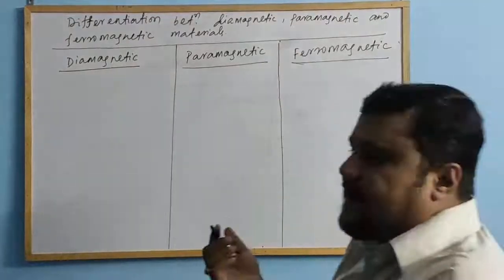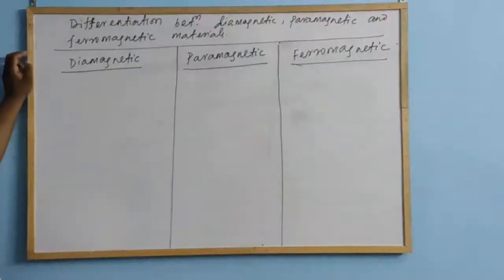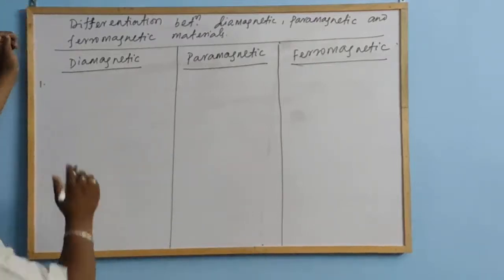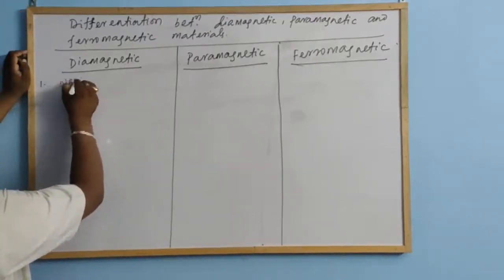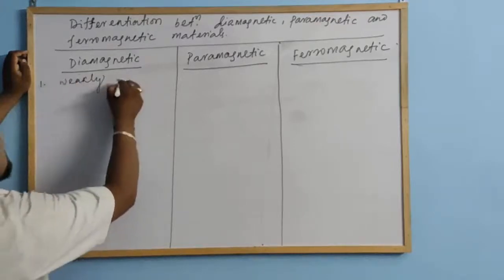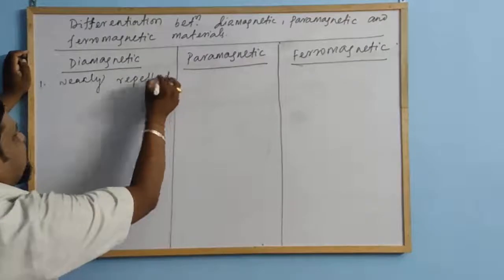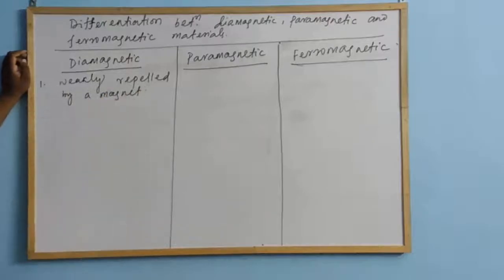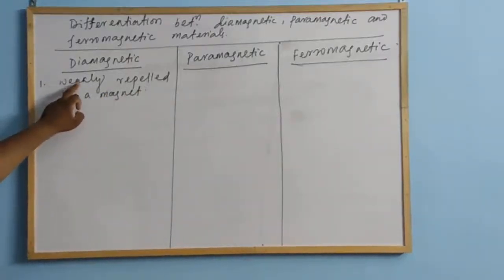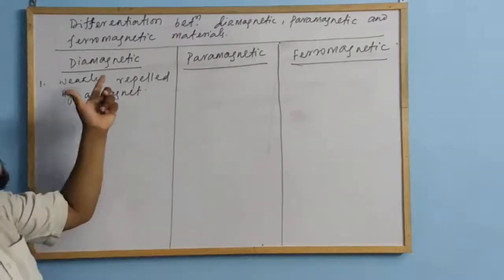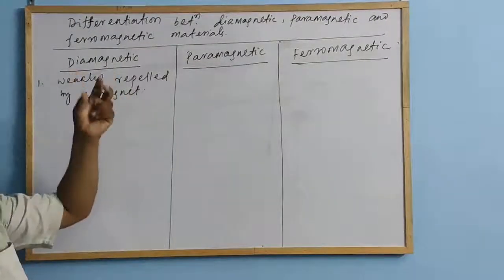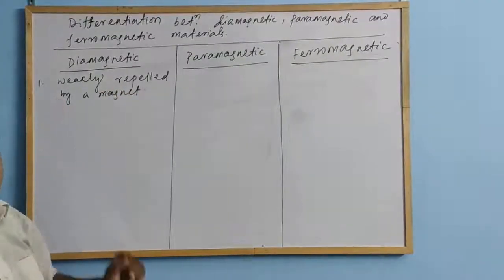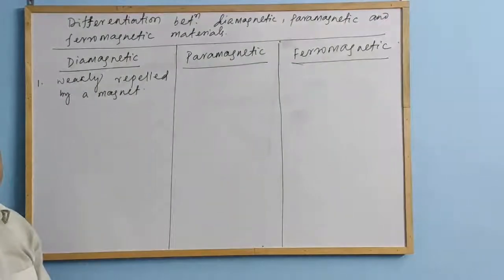So now write one by one. Diamagnetic. What are diamagnetic materials? These are the magnetic materials which are weakly repelled by a magnet. I am not writing the complete sentence; you can make the complete sentence. Means when a magnet is there and you place a diamagnetic material, then this diamagnetic material is weakly repelled by the magnet.